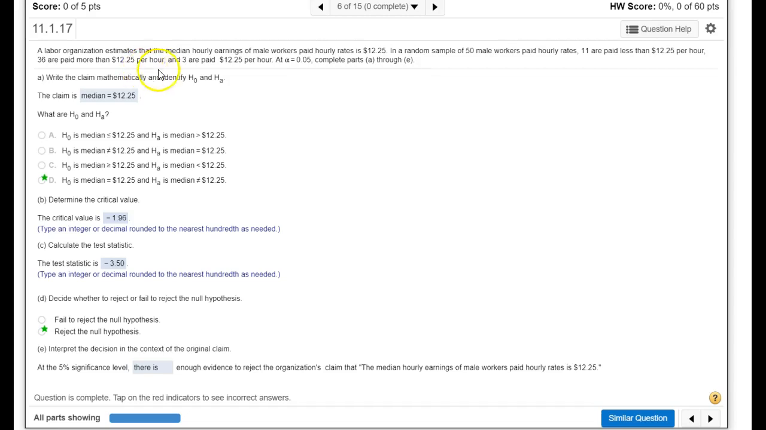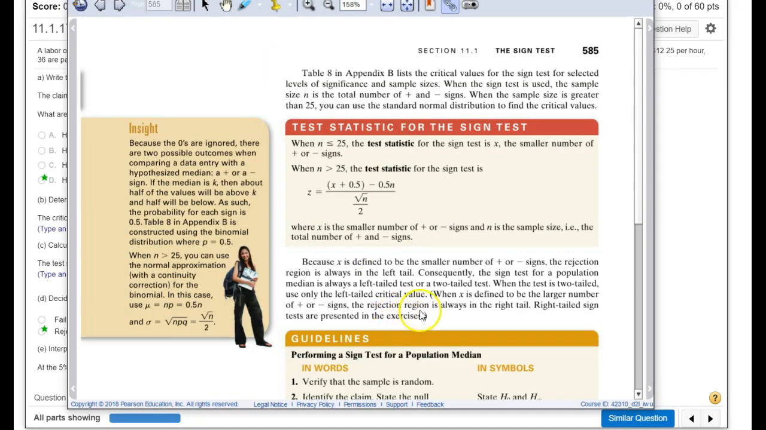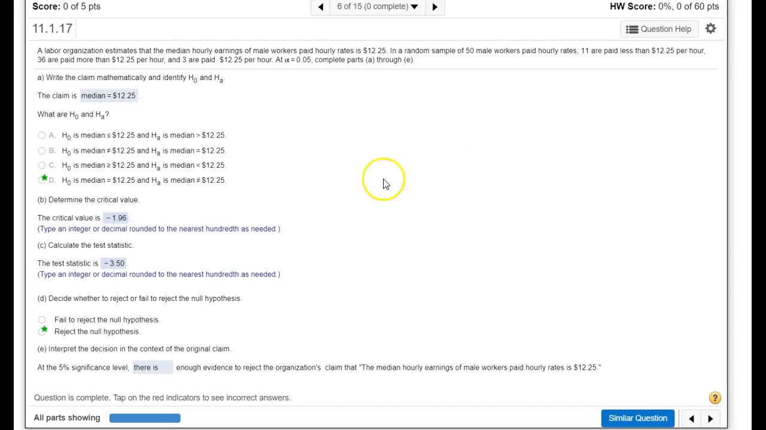So that is considered the sample size. Again, we ignore the ones that are equal to 1225, the neutral values. We only look at the negatives and positives. So in this case, n is 47, which is greater than 25. Since n is greater than 25, we use this procedure, and we follow a normal distribution. We'll get back to the test statistic, which is this equation right here. But since we are following a normal distribution, that helps us with our critical value.